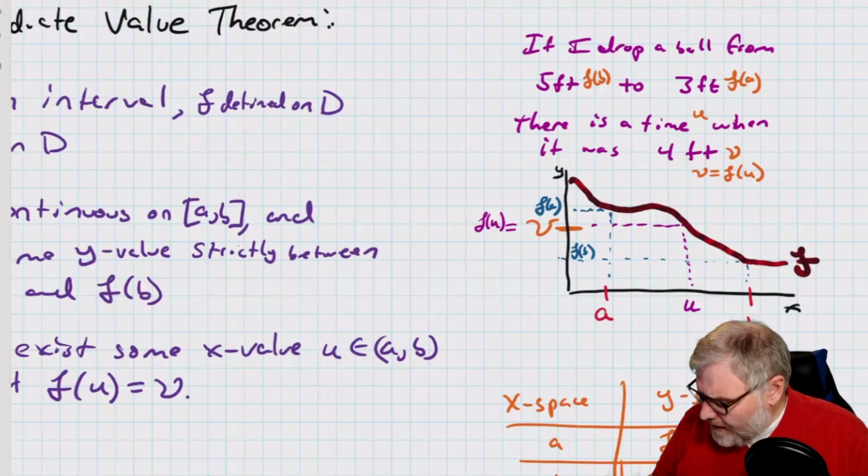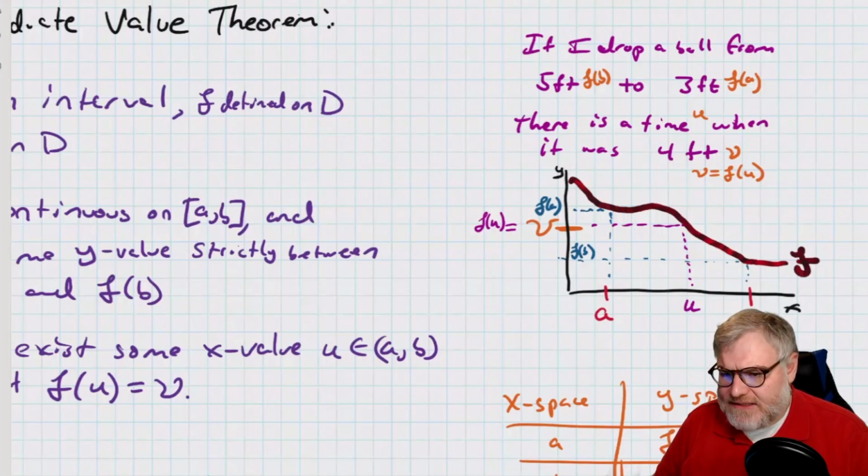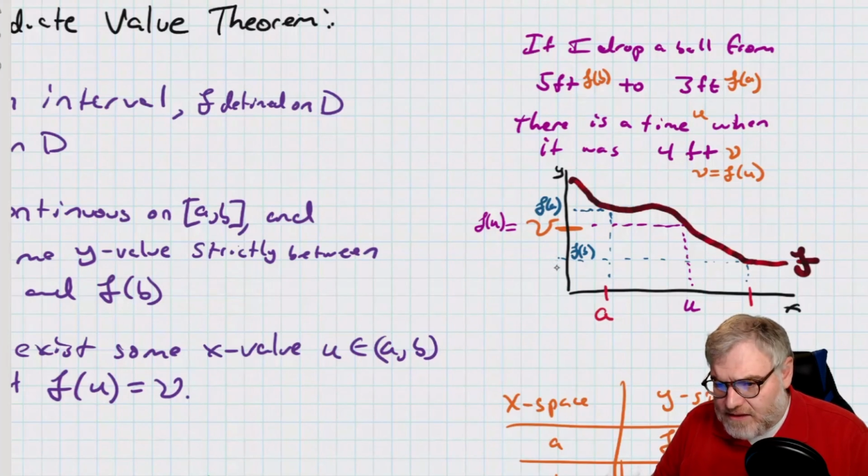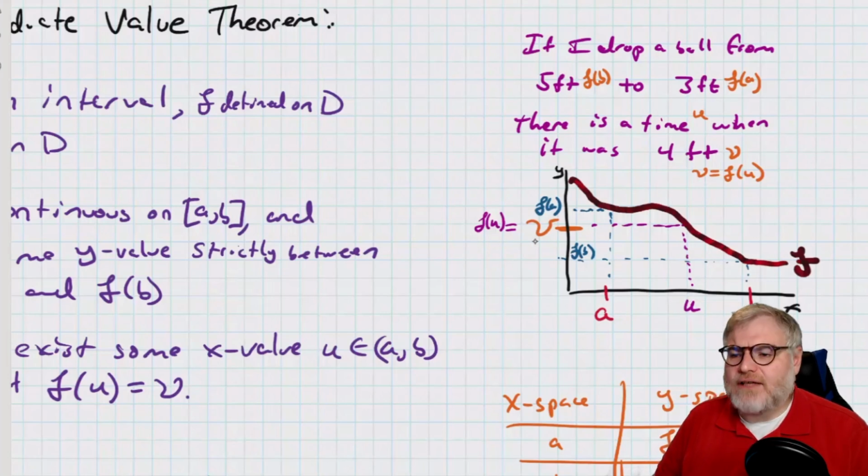Okay? So here's the diagram, right? Here's F, here's A, and here's B in the X space. Now, if V in the Y space is between F of A and F of B, then there exists some time U so that F of U equals V.